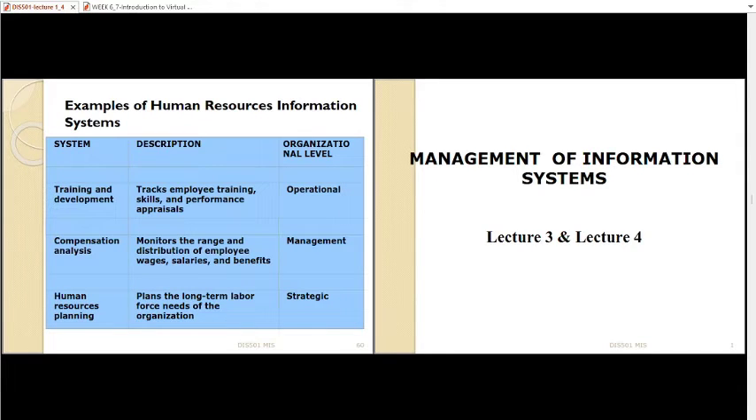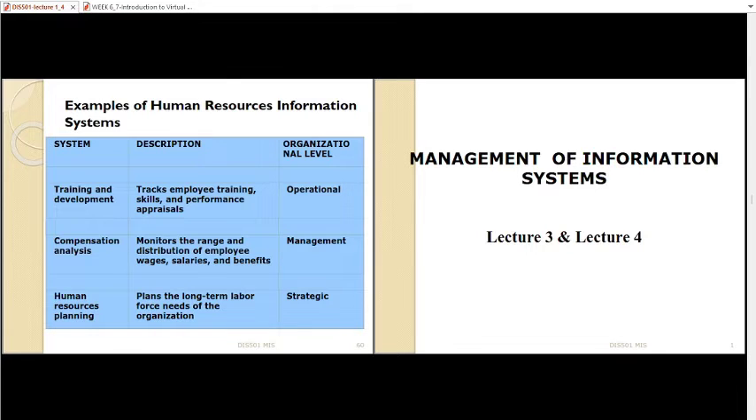Under human resource management, this is how it would operate. We would have training and development. Under operational, we would have compensation analysis and management. We would have human resource planning under strategic, and this is how you would expect them to operate. And this is illustrated in the descriptions that we are having.